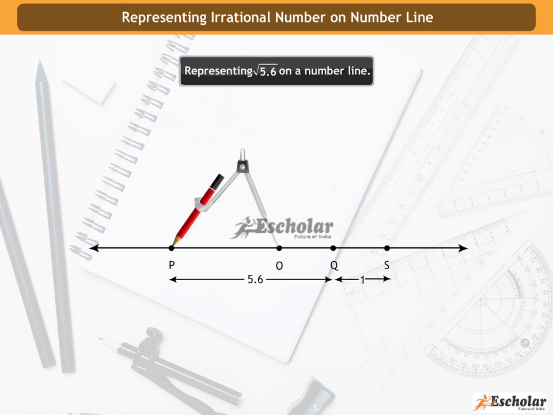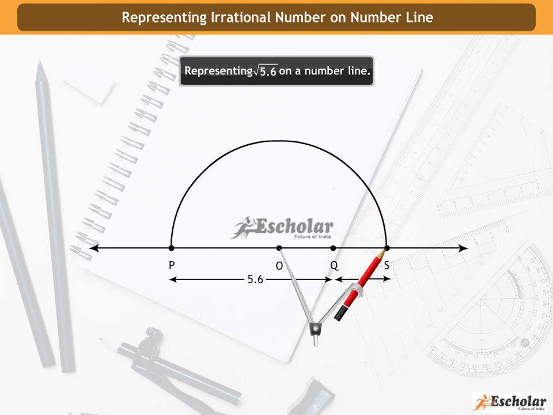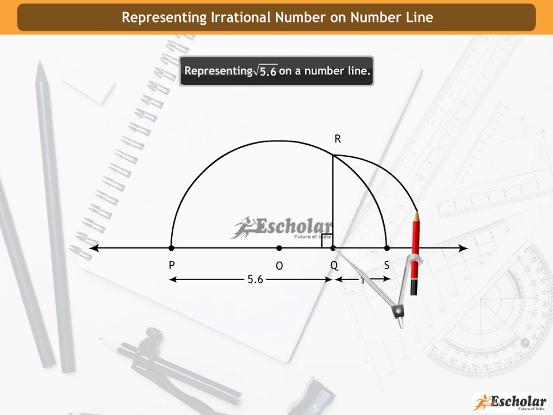Place compass at the point O and take radius OP and draw a semicircle as given here. Draw a perpendicular line at Q and meet the semicircle at point R. Take Q as center and draw an arc with length of QR as shown here. This arc intersects the line at point T and length QT is root 5.6 units.